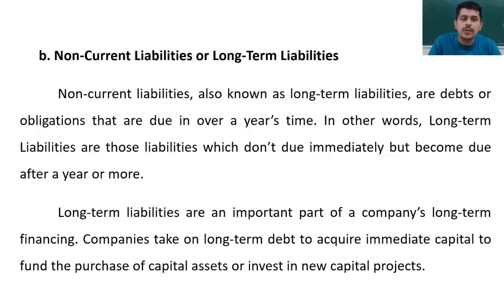Non-current liabilities or long-term liabilities. Non-current liabilities, also known as long-term liabilities, are debts or obligations that are due in over a year's time. In other words, long-term liabilities are those liabilities which don't fall due immediately but become due after a year or more. Long-term liabilities are an important part of companies' long-term financing policy. Companies take on long-term debt to acquire immediate capital to fund the purchase of capital assets or invest in new capital projects.